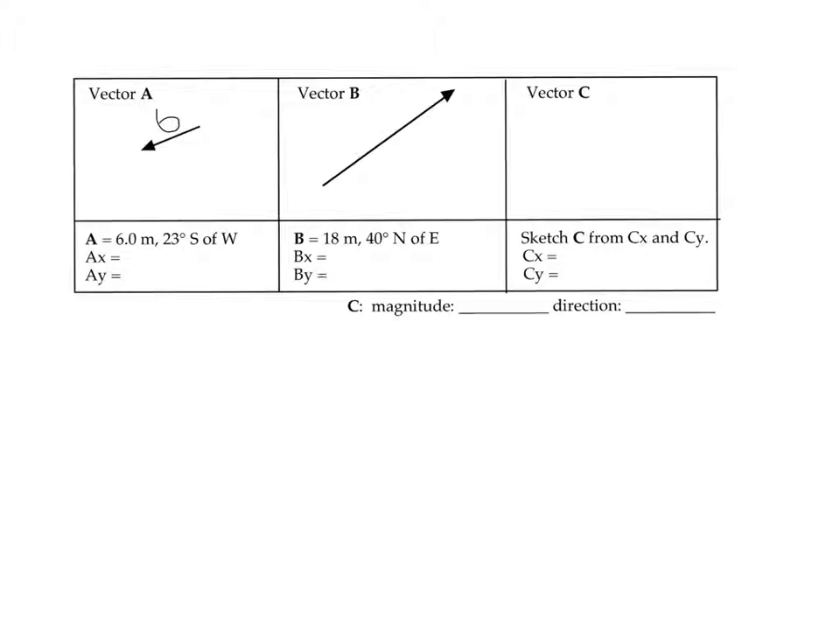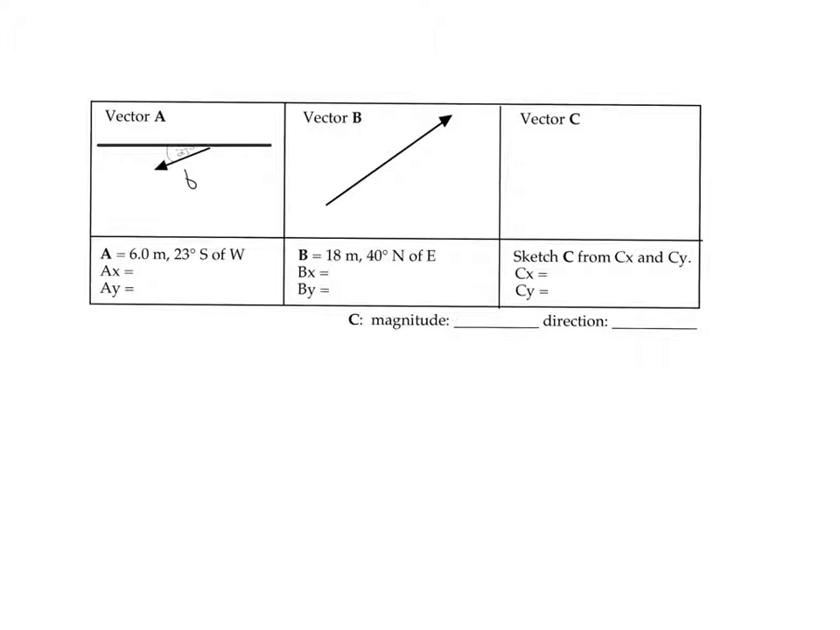That's 6 meters. And they tell us the angle is 23 degrees south of west. So let me erase that, and I'm going to put that here. This is 6. And if we had a horizontal line, we can add a horizontal line here to give us directions west and east, and we see that our vector is 23 degrees south of west, right? So it's heading to the west. This direction is 23 degrees below that.